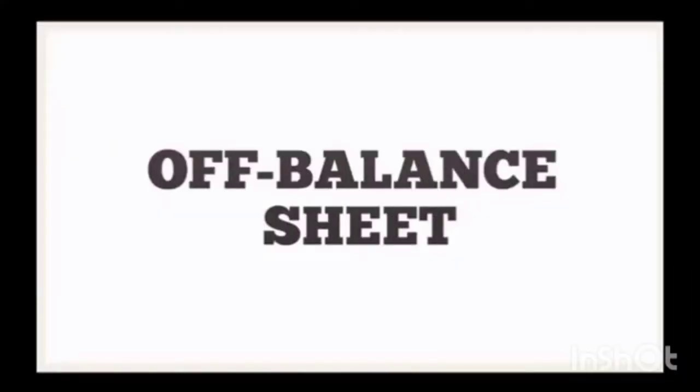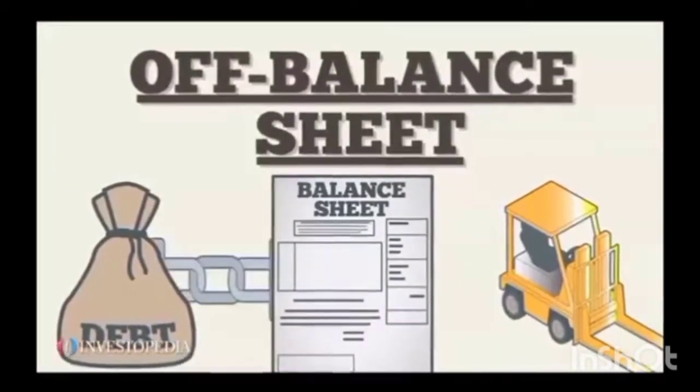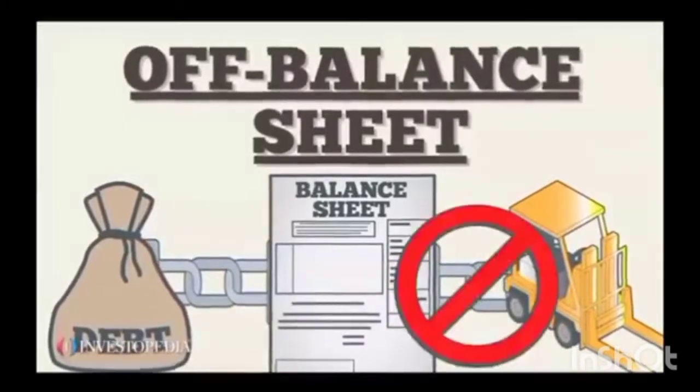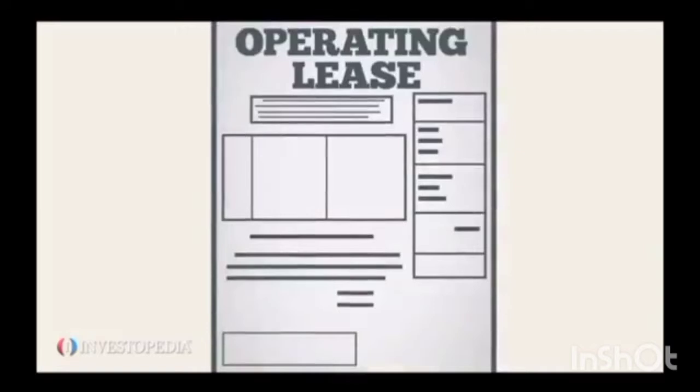Off-balance sheet items are typically those not owned by or a direct obligation of the company. Assets or debts that a company excludes from its balance sheet are off-balance sheet items. Usually, those are items for which a company has no legal claim or responsibility. A common off-balance sheet item is an operating lease.